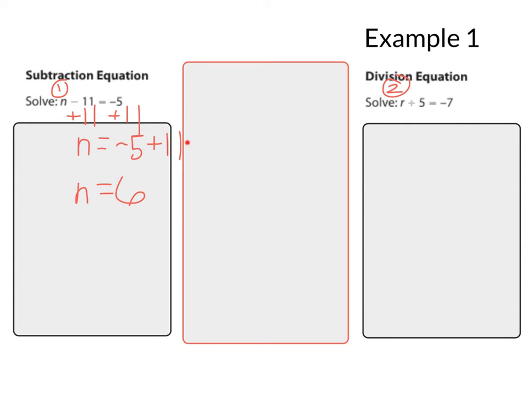See how I subtracted these numbers and kept the sign of the bigger one. Bigger was 6, bigger was 11, therefore it stayed positive. Let's go into number 2.